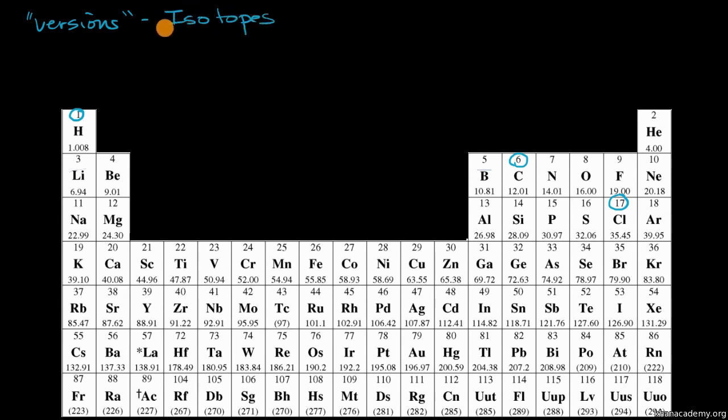Now, how can you have different versions of the same element if the number of protons defines what the element is? Well, the various isotopes are going to happen based on the number of neutrons you have. So, for example, there are 2 stable isotopes of chlorine. There's one version of chlorine known as chlorine 35. Let me write it over here. It's sometimes written like this. In fact, it's often written like this.